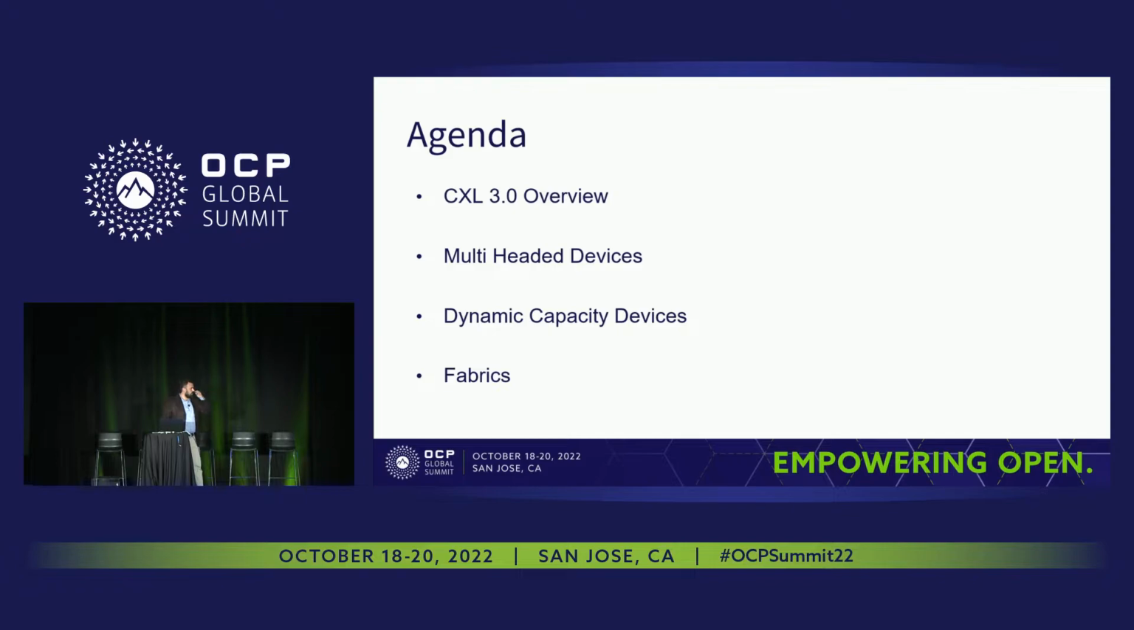And then of course, fabrics. One of the primary components of 3.0 is this concept of fabrics, as we move beyond what we're historically seeing in PCIe-type topologies to a pure fabric topology, where you're no longer restricted to a hierarchy-based communication direction.